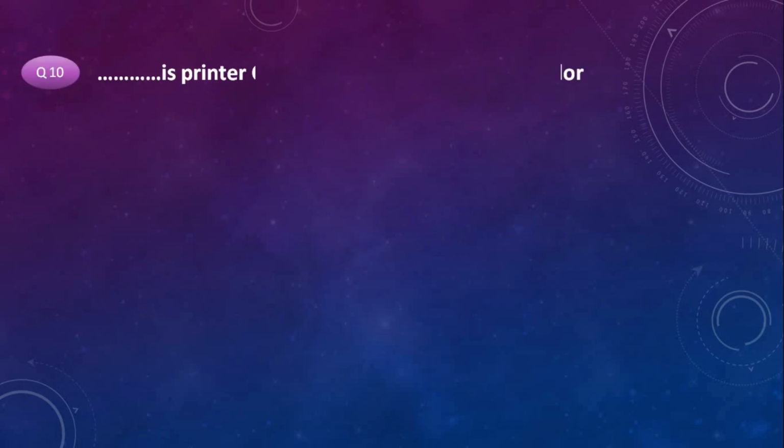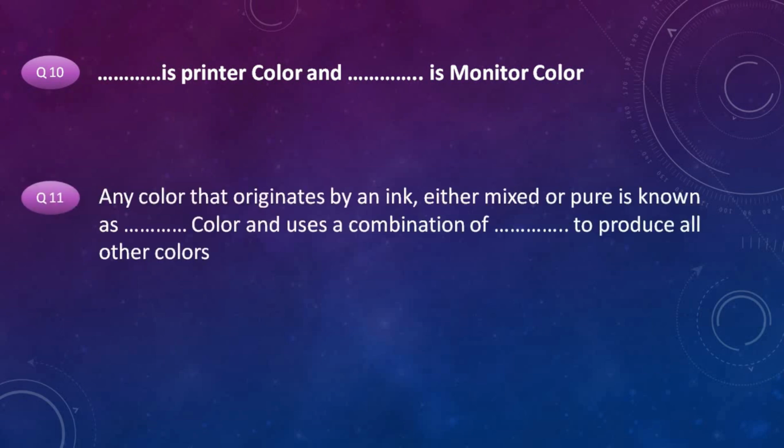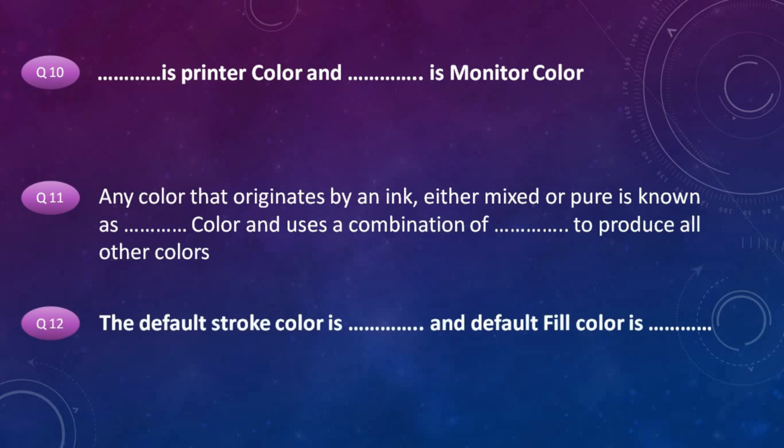The next set of questions. Dash is printer color and dash is monitor color. Any color that originates by an ink, either mixed or pure, is known as dash color, and it uses a combination of dash to produce all other colors. The default stroke color is dash and the default fill color is dash.